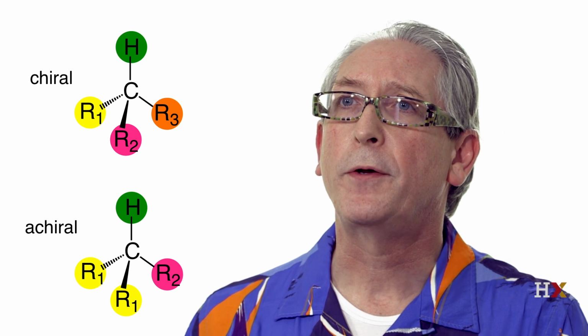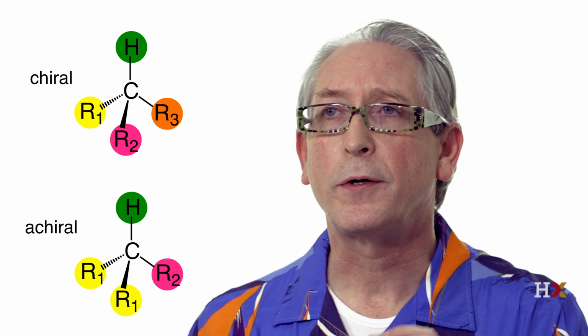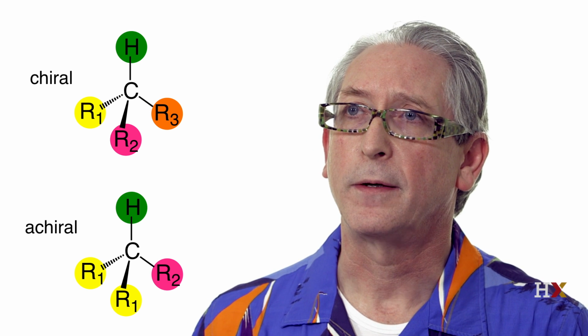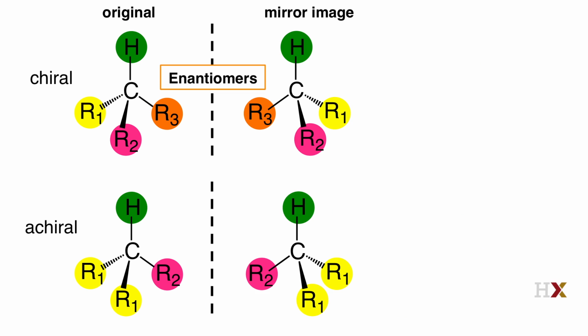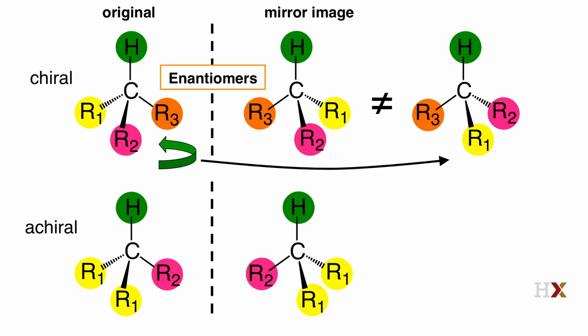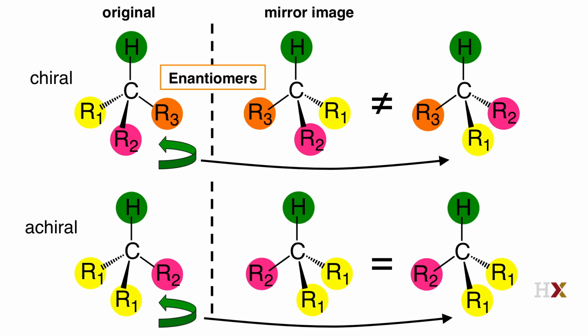The two different configurations of a molecule containing a chiral center are called enantiomers. Enantiomers are mirror images of each other, as you can see on this diagram. No matter how you rotate the original chiral molecule, you never obtain its mirror image without breaking covalent bonds. In contrast, you can obtain the mirror image of an achiral molecule by simple rotation of the chemical groups.